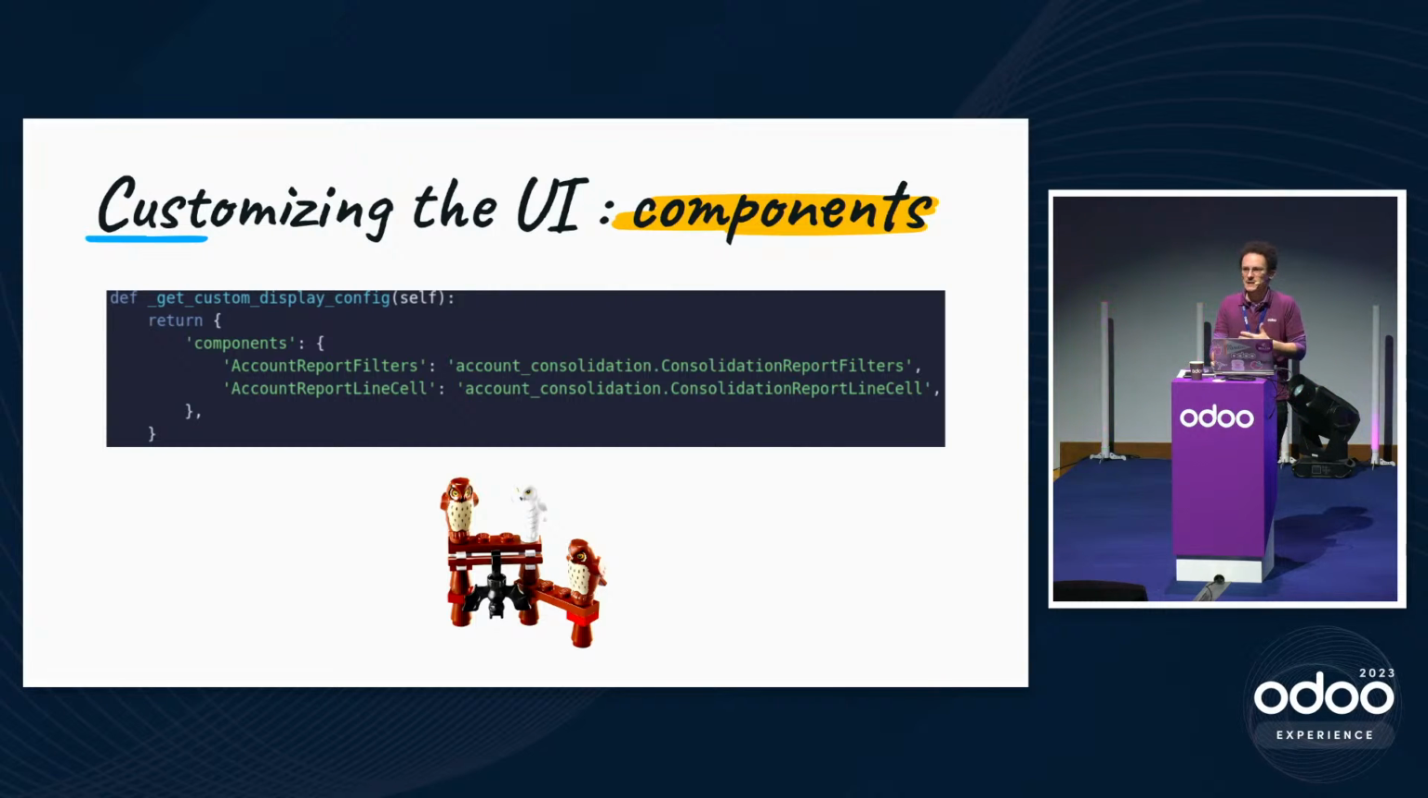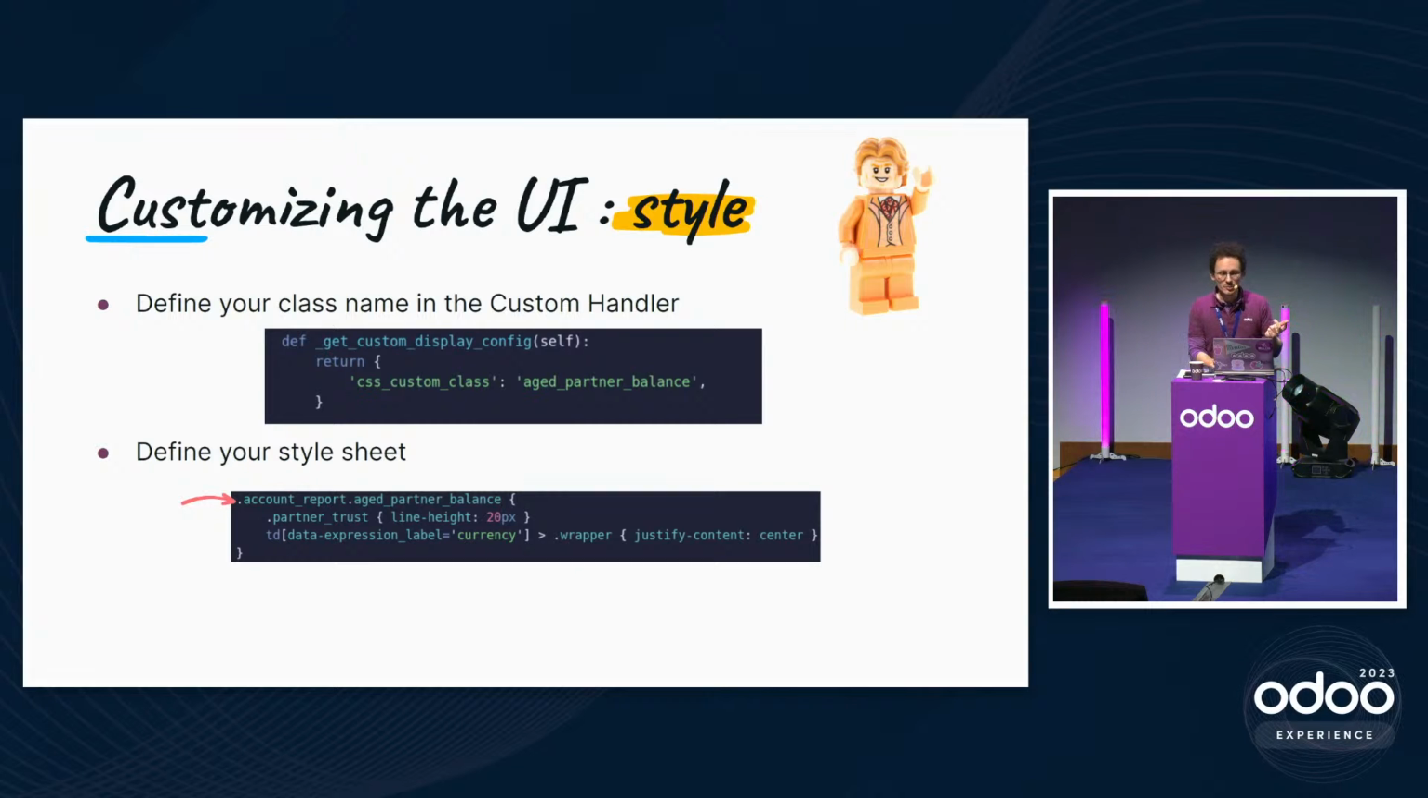And of course, the last thing you can do with the custom display config is just to change the style of the report. So there is this key that you can put into it. It's the CSS custom class. Well, what is that? Simply, you give it the name of a CSS class of your own. So it needs to be unique, of course. So it's like defining a new CSS class. You do that, you write some style sheet targeting that.